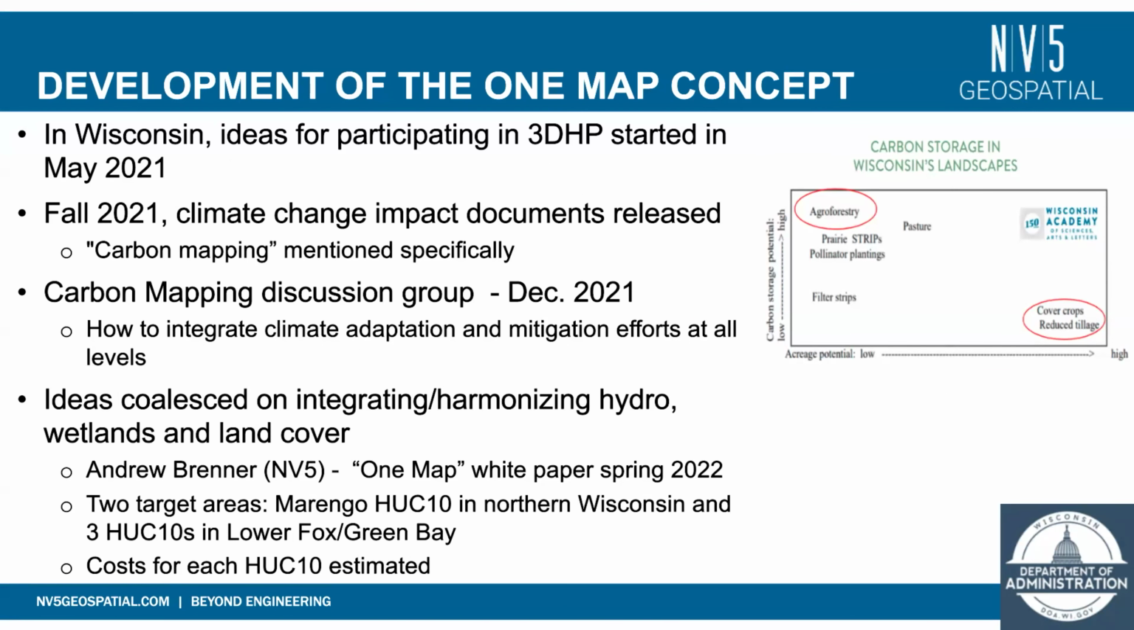What really galvanized things in Wisconsin is that in the fall of '21, a major climate change assessment document came out by a state organized group, and carbon mapping was one of the topics that really took hold in our imaginations. We started discussing it, and there's a little diagram there that shows how different practices store carbon in the landscape. Thinking about how data and GIS data analysis and other things play into that really got us going. And these all sort of coalesced.